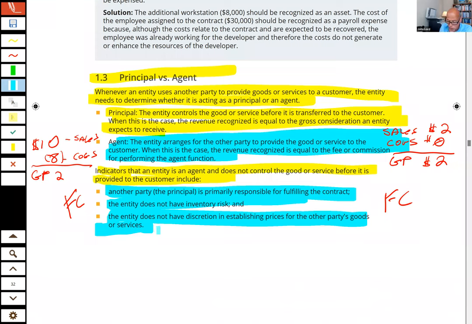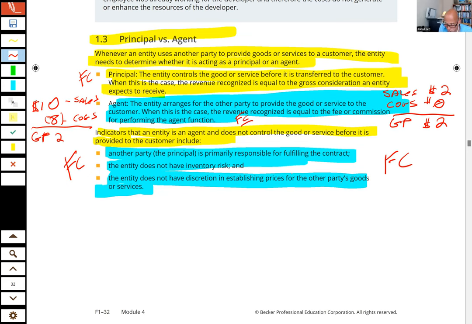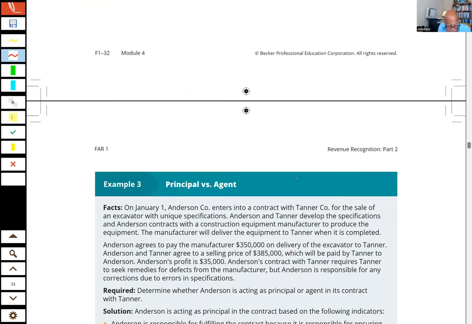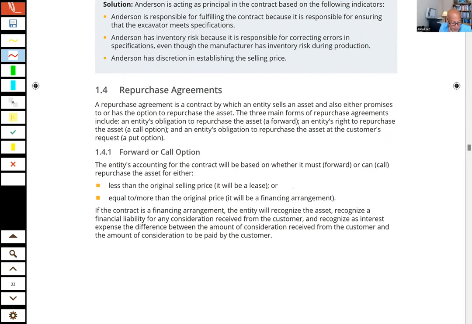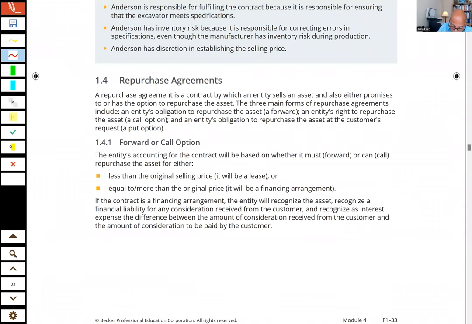Okay, good. Why don't you go ahead and flashcard this notion that if you're the principal, how you would recognize the revenue, okay? And then if you're the agent, how you recognize the revenue. But I think you'll remember that example, help you answer any questions there. Okay, all right, good. Let's go ahead then, and again, I'm not gonna look at their example because I like mine better, okay? So let's just go ahead and look at repurchase agreements, okay?